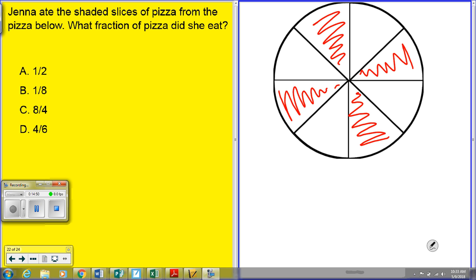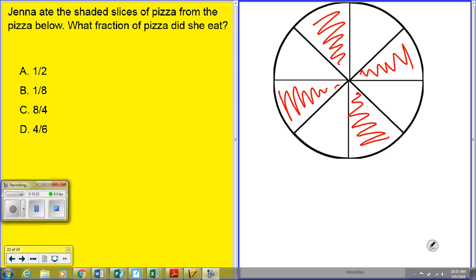So the first thing that you need to do is figure out what fraction is represented. Let's start with the denominator. How do I figure out the denominator of my pizza that Jenna was eating? Gabriella, how do I figure that out? Counting the shaded? Nope, not for the denominator. Counting the unshaded? Not for the denominator. Courtney, how do I find out the denominator?